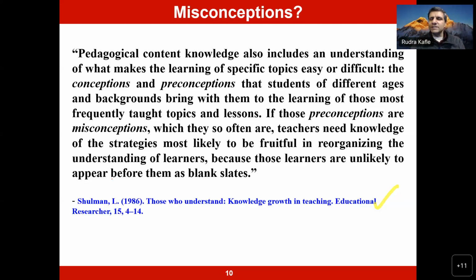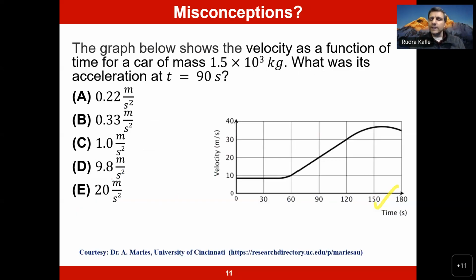So here are some examples. There are two examples I have picked up to show in this presentation. One is this. The reference is at the bottom here. I got this from Dr. Alexandru Maries, who is a professor of physics education research at the University of Cincinnati. The graph below shows the velocity as a function of time for a car of mass 1.5 times 10 to the power 3 kilogram. What was its acceleration at 90 seconds? So there are these different choices.